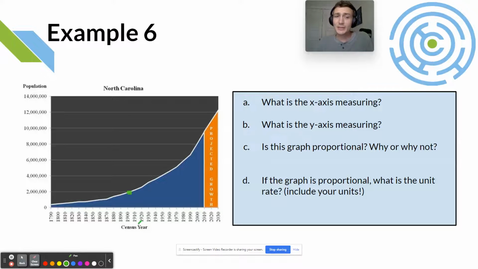Great. So I'm hoping that you got there were 2 million people in the year 1900. That is what you should have had. In 1900, there were about 2 million people that lived in North Carolina. That's like a perfect answer. Great. What about this one right here?